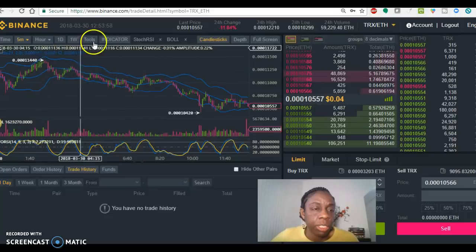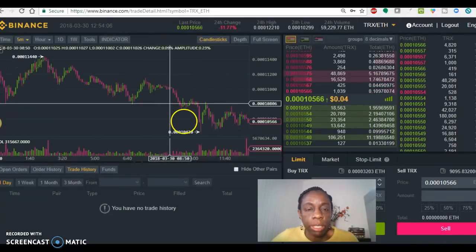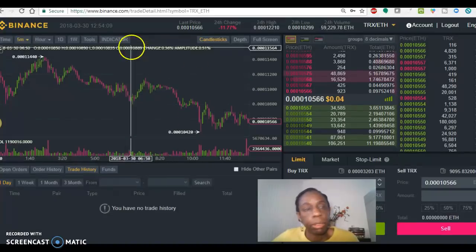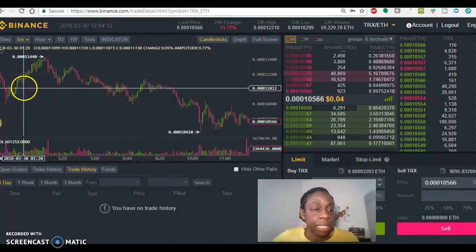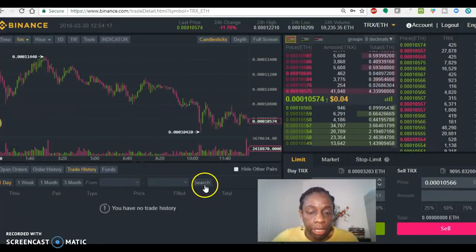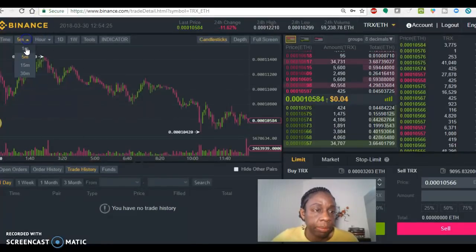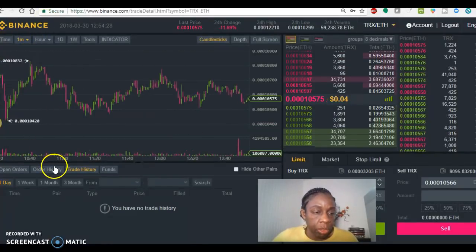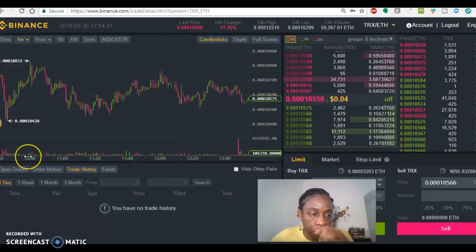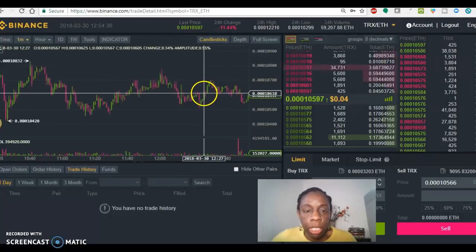Okay, so here I've just clicked on indicators. I'll get rid of these two indicators so you'll see what the screen would look like as soon as you click on advanced. There it is. This is basically the movement of the cryptocurrency Tron over the space of the last, let me change this, 2-3 hours.